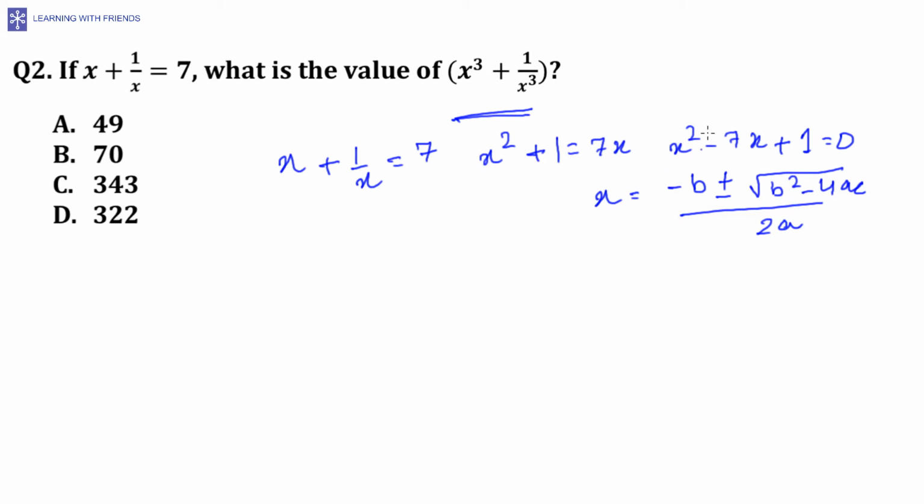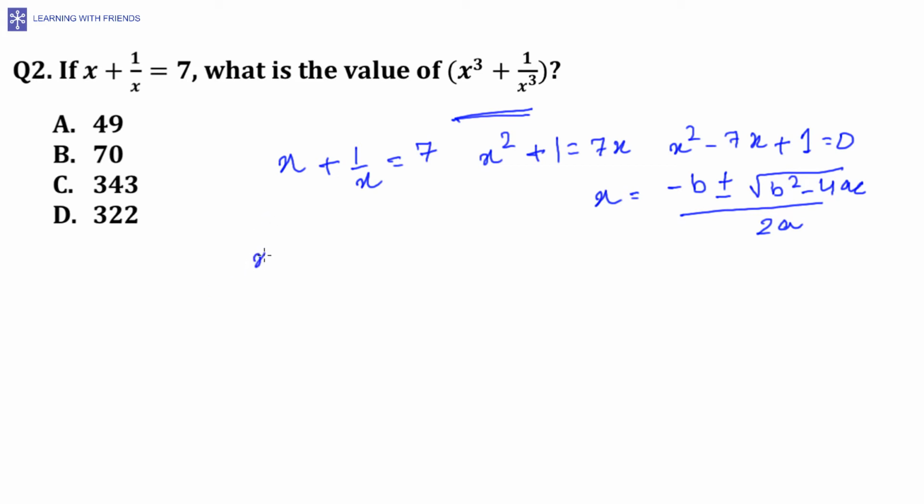The coefficient of x square is 1, so a is 1. The coefficient of x is minus 7, so b is minus 7. And the constant is 1, so c is 1. So this will be a little complicated. It will give you roots and other things, and then you have to cube it. So let's not do that. Let's do a simpler method, and you will see why it's simple.